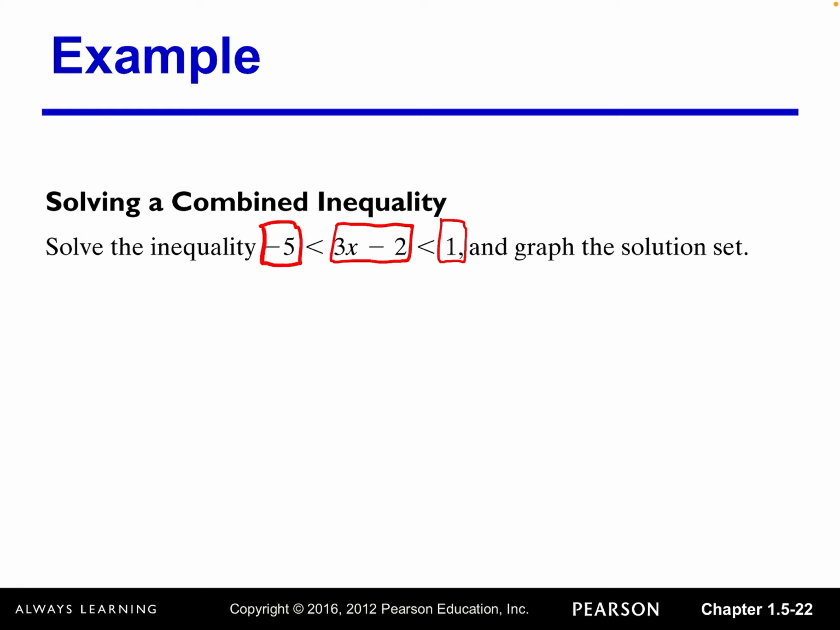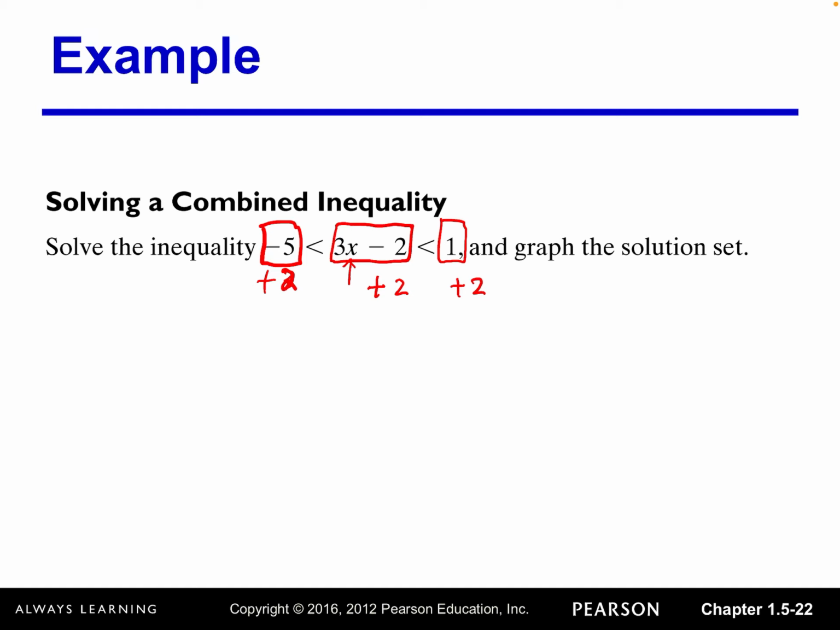Our goal is solving for x, which should stay in the middle of the combined inequality. So first I need to clear this constant term -2. So I add 2 on all 3 sides of the combined inequality. You have to perform exactly the same task on all 3 sides, instead of 2 sides, which is a single inequality.